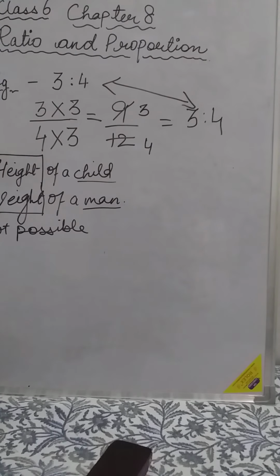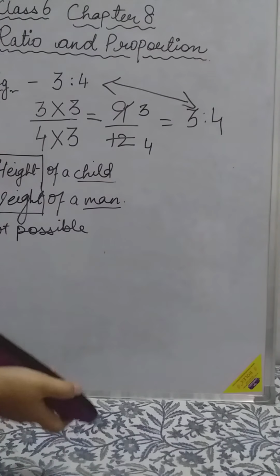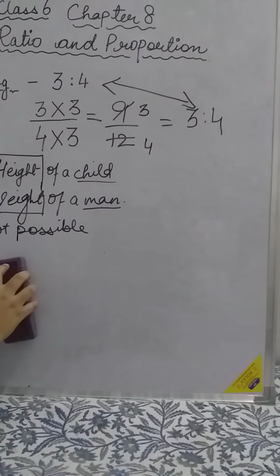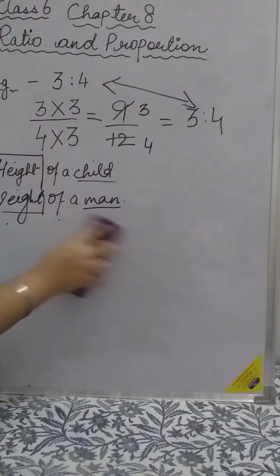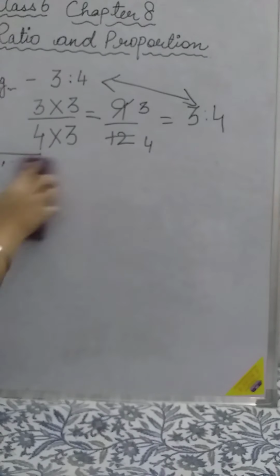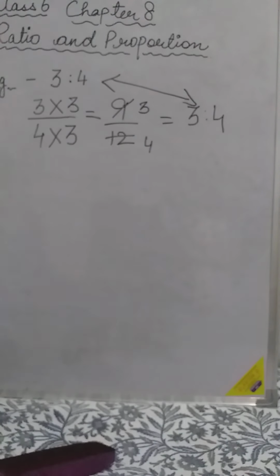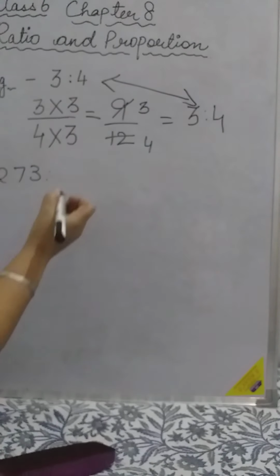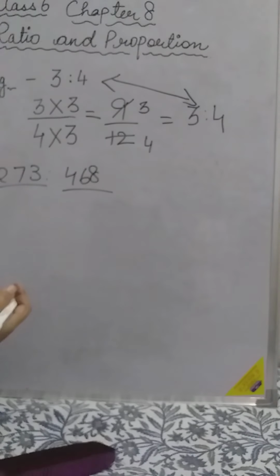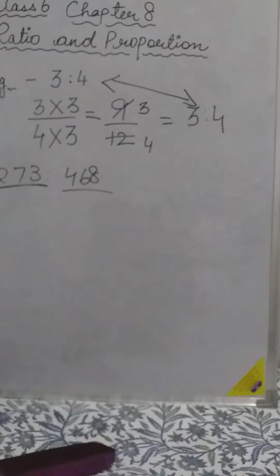Next, to find the ratio between quantities of the same kind, quantities should be expressed in units. Now how do we know that quantities are of the same kind? Suppose I have given 273 and 468. Is there any unit? No. How will you know whether they have the same quantity or are expressed in the same units or not? So the unit is very important in the question.